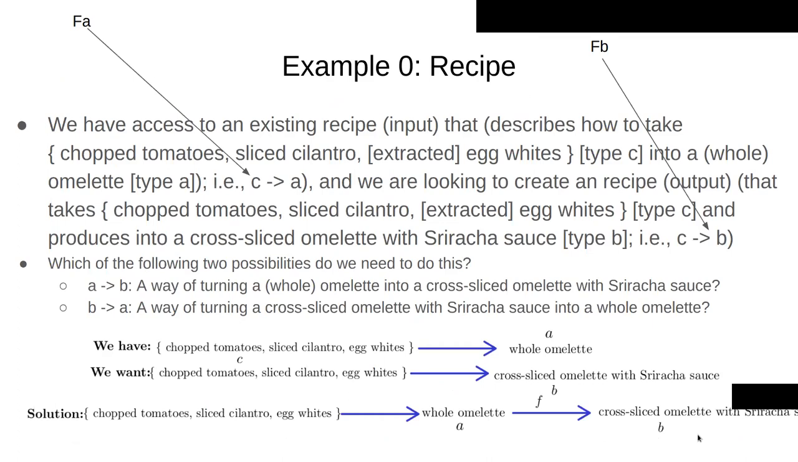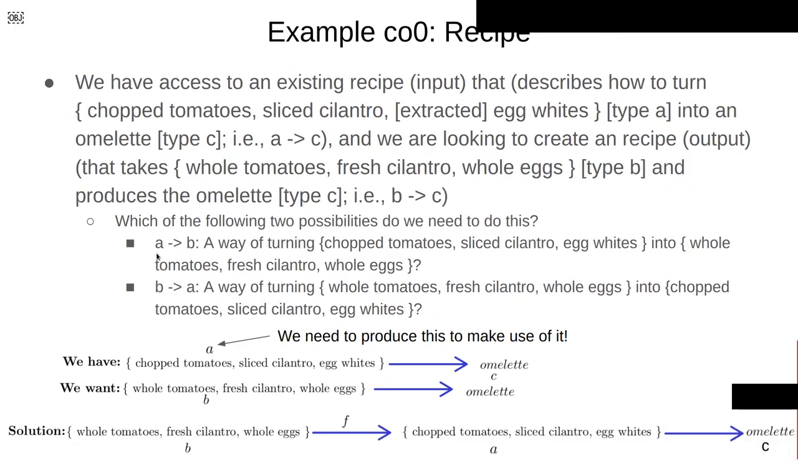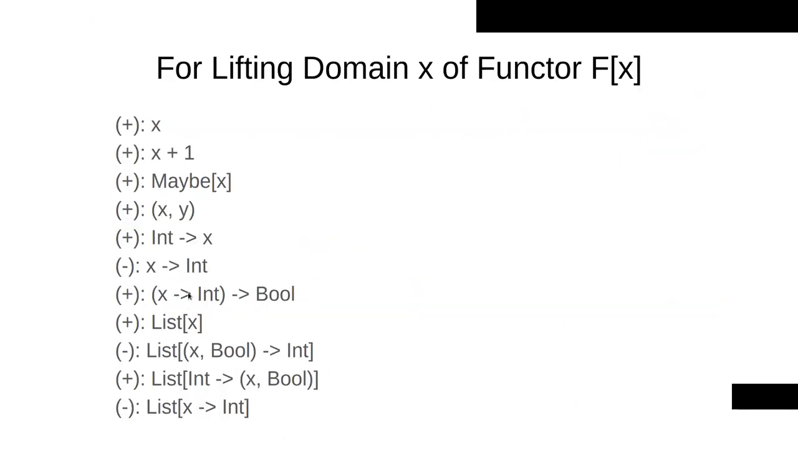Here, before, we had the outputs, right? That was the difference. Here we were operating on the outputs. We had a whole omelet and we wanted to turn it into a cross slice omelet. So we needed to do downstream composition with the outputs, where we need to map an A to a B. Here, because we're dealing with the inputs, we need to map a B to an A. We need to turn these inputs into these inputs, and that allows us to use this because we're dealing with the input side. This is why this is negative. We're dealing with the input side, the things that are consumed.